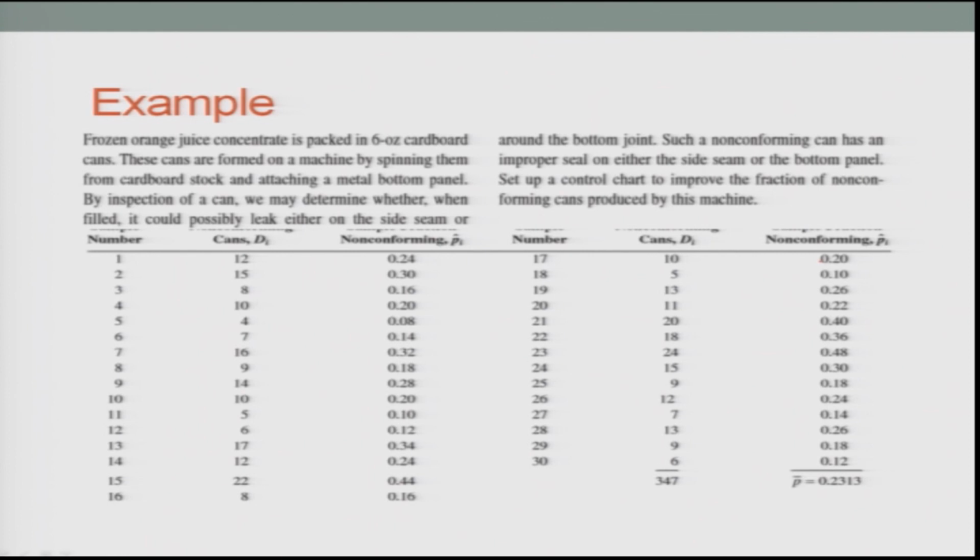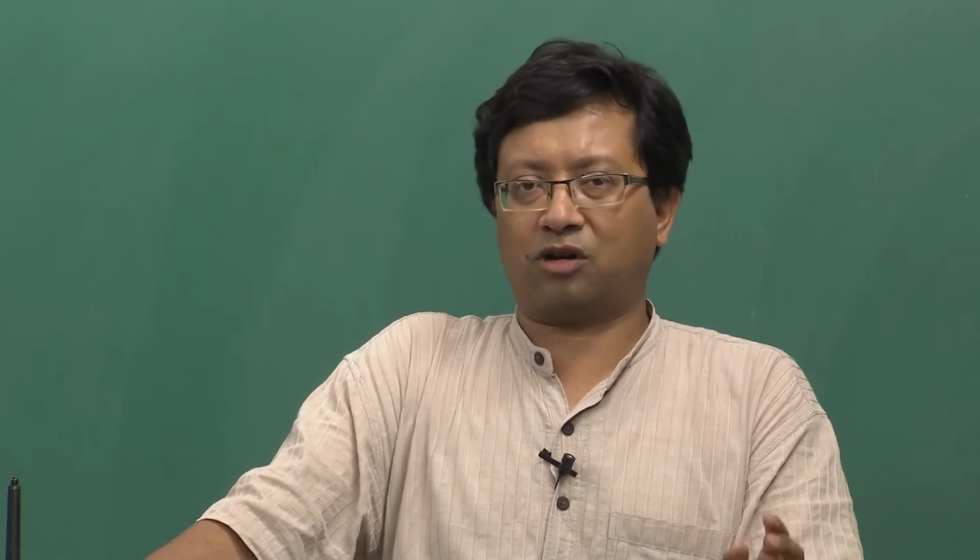The number of cans inspected and the number of defectives are given, which are 12, 15, 8, and so on, and the non-conforming ratios are given. So, I find the ratios 0.424, 0.30, and so on. I find the p bar value from the overall average, which is 347. Based on that I have p bar, I find 1 minus p bar, I have the n, and I do the calculations accordingly to find the upper control, lower control, and the central value. Based on that I draw the charts.